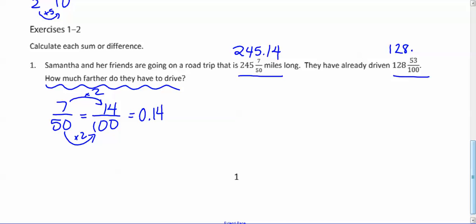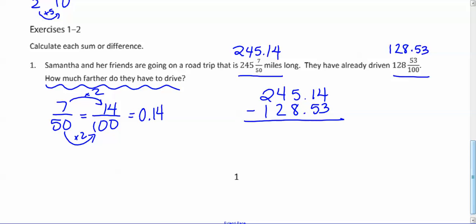All right, 128 and 53 hundredths, how would I convert that? Point what? 0.53, because that's already in a fraction that has a power of 10. So we need to subtract, you guys said, so 245.14 minus 128.53. All right, so let's go ahead and do that.